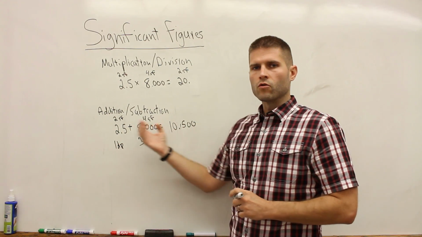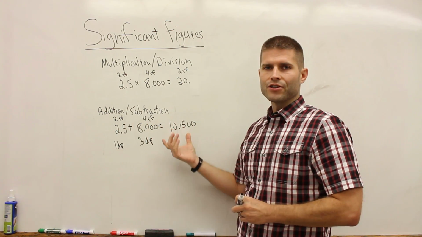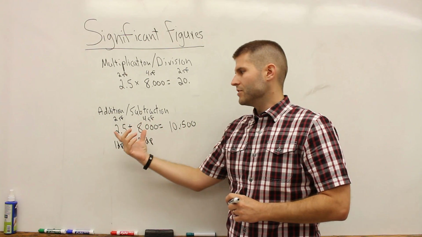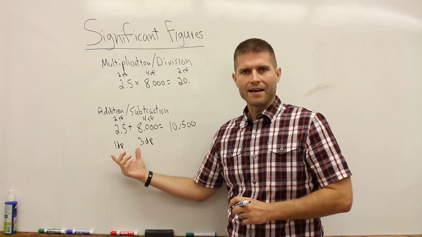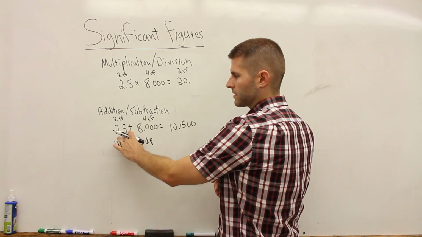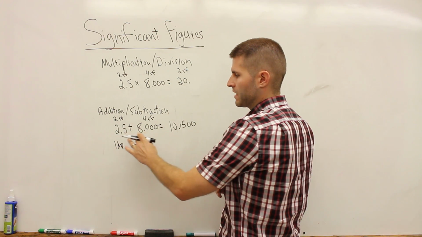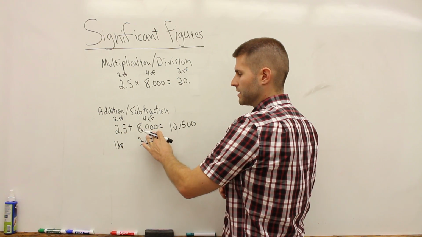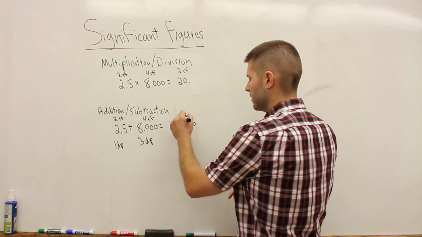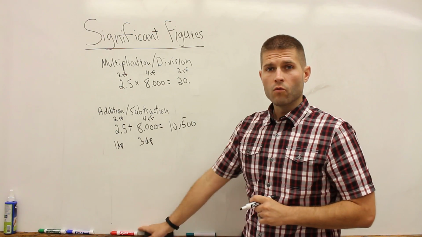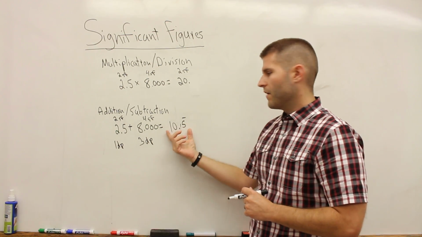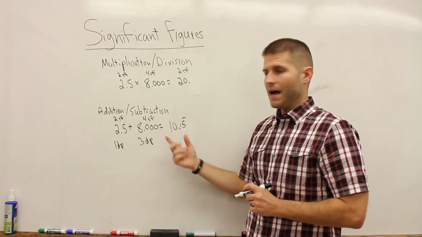When you do an addition or subtraction, your final answer can only have the same number of decimal places as your least number of decimal places within that calculation. So let's see how that works. Since 2.5 has one decimal place, and the 8.000 has three decimal places, our final answer can only have one decimal place. I'm going to put a bar above that. What that means is I have to erase these last two zeros, and our final answer should be 10.5, one decimal place.